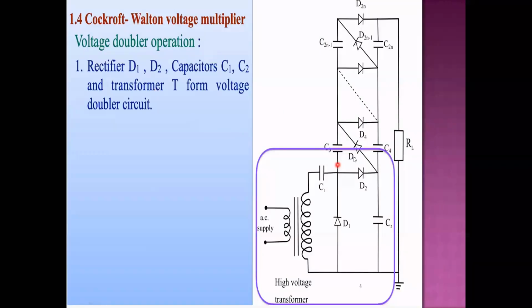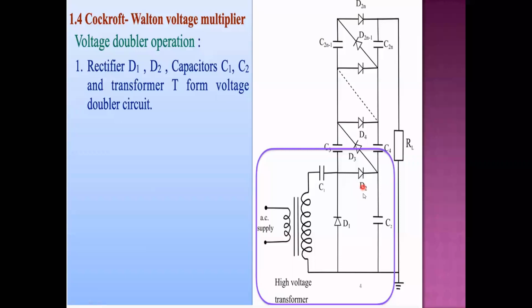So all of you draw this circuit diagram. This is the Cockcroft-Walton voltage multiplier circuit. Try to concentrate here. This box is a voltage doubler circuit: C1, D2, D1, C2, and the transformer. Up to this part is called the voltage doubler circuit. Am I right or not? By using the voltage doubler circuit, we have to generate high voltages.